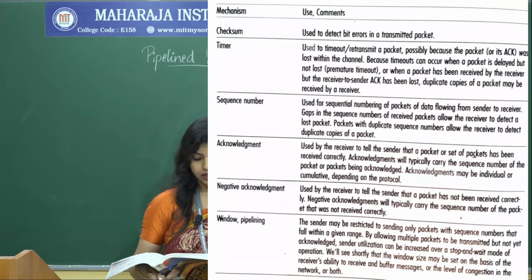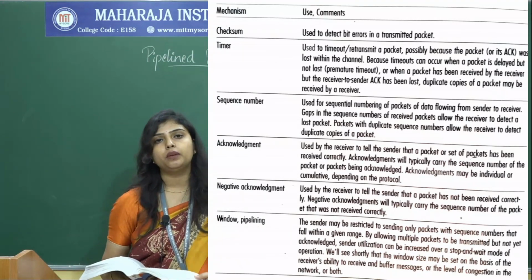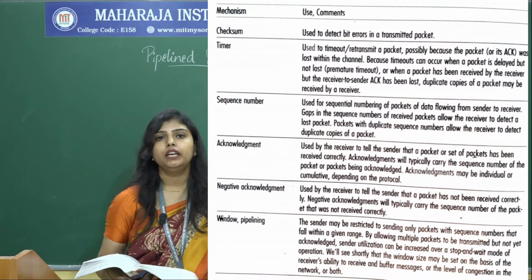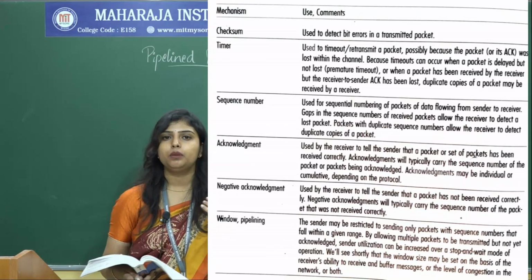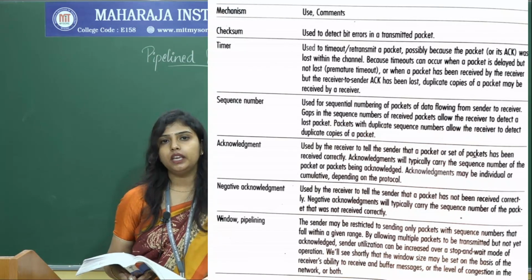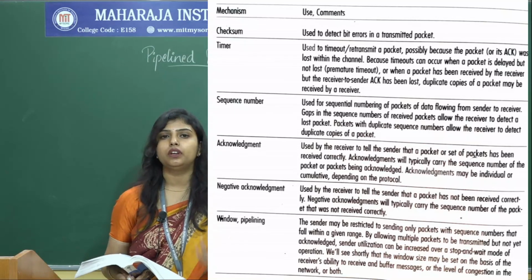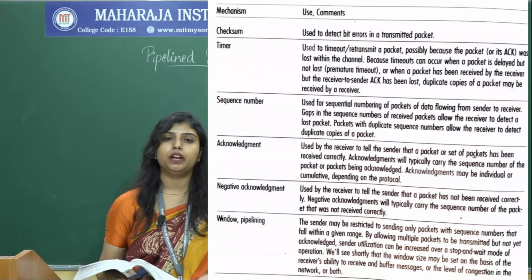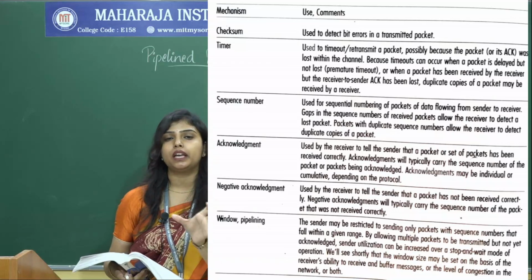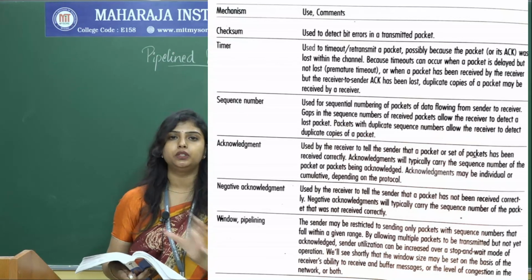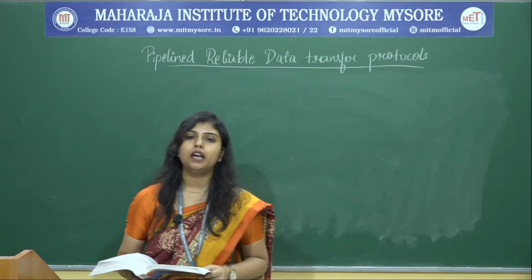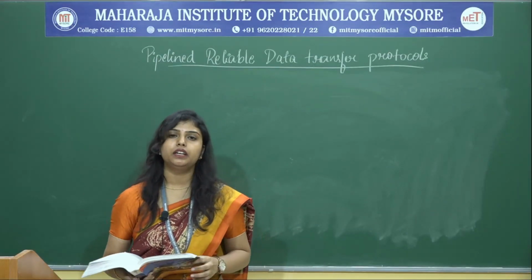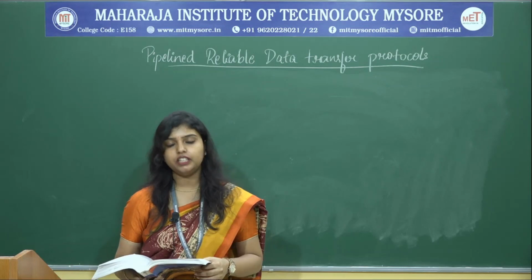Let us look at the next mechanism, window or pipelining. In pipelining, instead of sending only one packet at a time, we try to send a sequence of multiple packets without waiting for the acknowledgement, and the maximum allowable number of packets sent from the sender to the receiver is called a window. So, with this, the pipelined reliable data transfer protocol is finished.